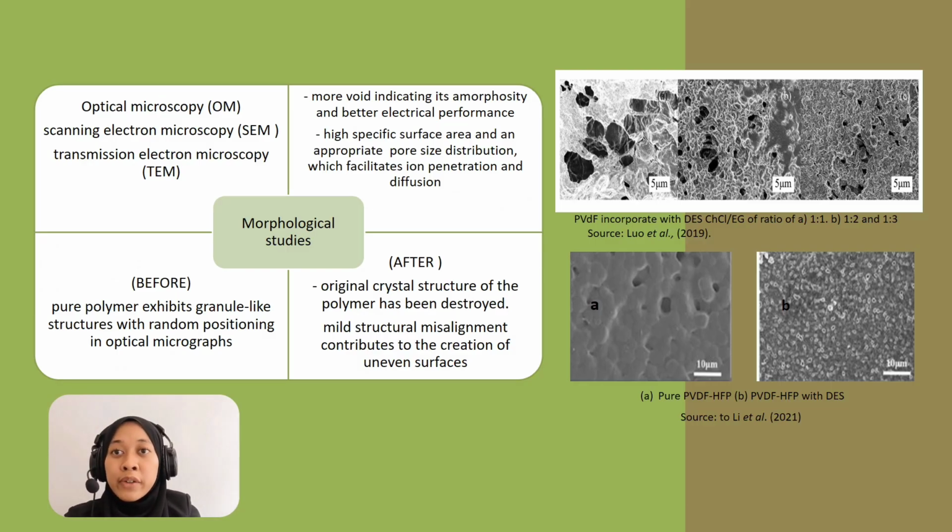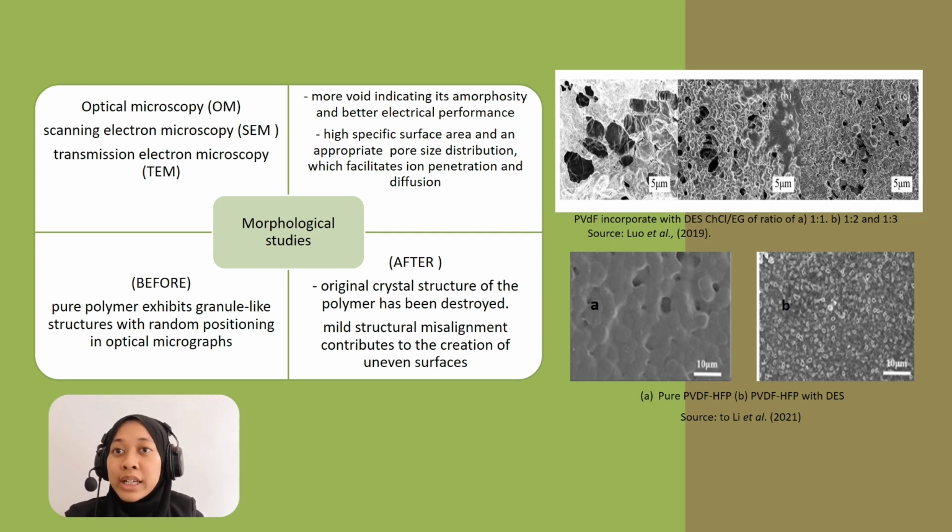Then, from the view of morphological studies, there are three equipment that can be used, which are optical microscope (OM), scanning electron microscope (SEM), and transmission electron microscope (TEM). In this study, the morphology indicates its amorphicity and better electrical performance, high specific surface area, and appropriate pore size distribution, which facilitates ion penetration and diffusion.